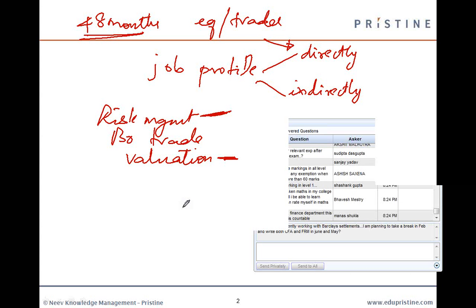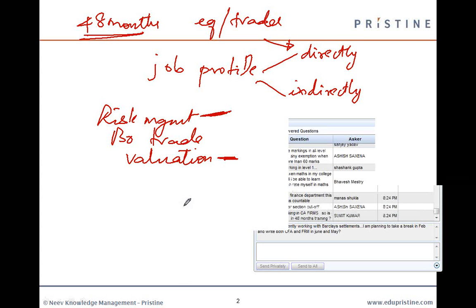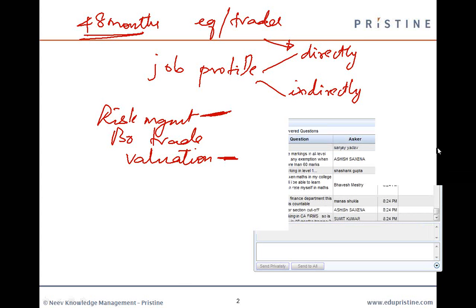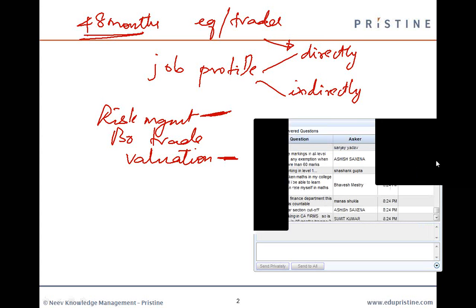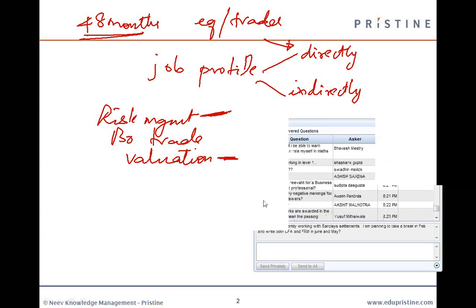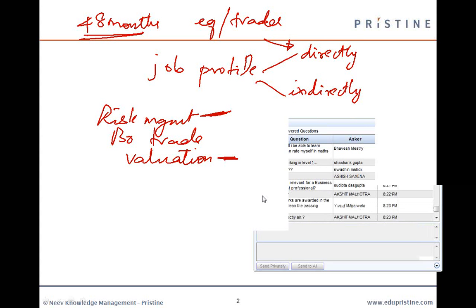Only when you value your portfolio well, you may actually figure out which asset classes are doing well, and therefore you may decide on which asset classes are suitable. So these are the functions which help you in indirectly taking investment decisions. Okay, so I hope, Akshit, that gives you some idea about what is meant by a job profile that indirectly helps in investment decision making.